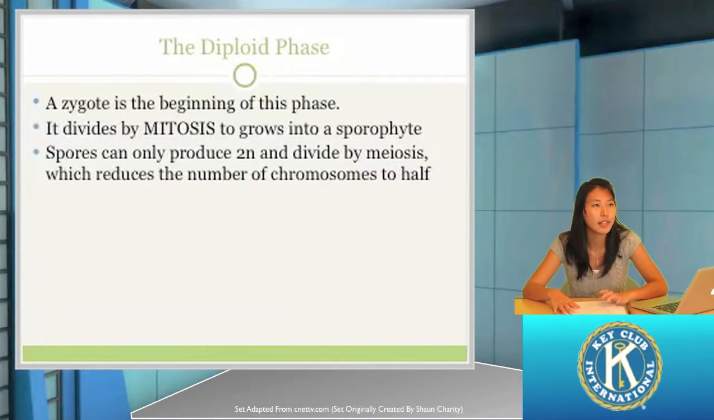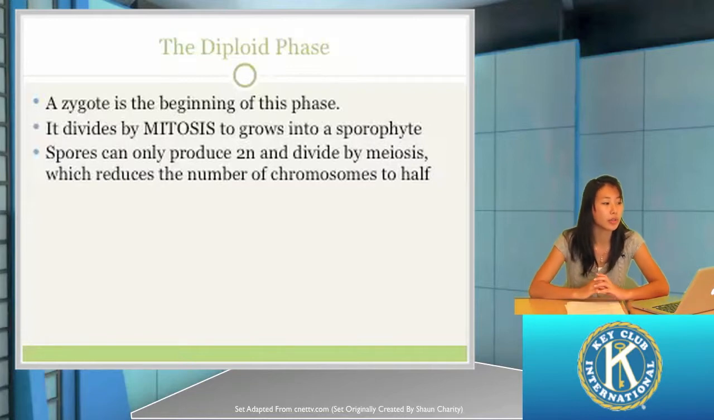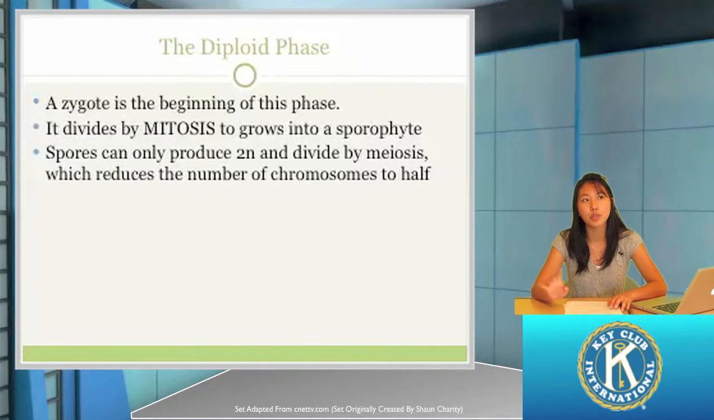In the diploid phase, it always starts off with a zygote, which is basically a fully fertilized egg. From the zygote, it divides by mitosis to grow into a sporophyte, and the spore-producing plant produces spores and divides by meiosis to divide the chromosomes, which started with 2N to N.